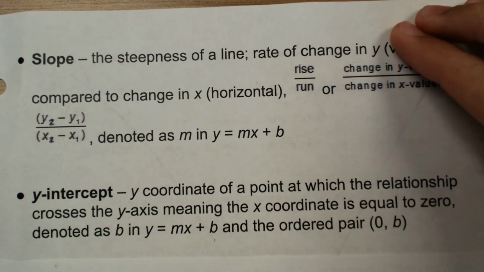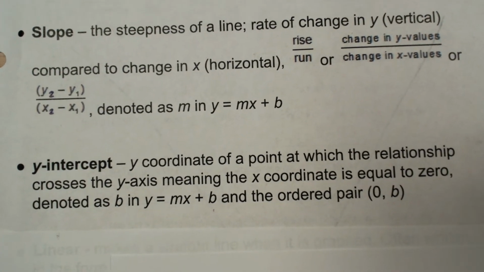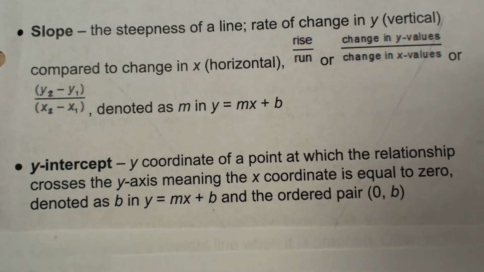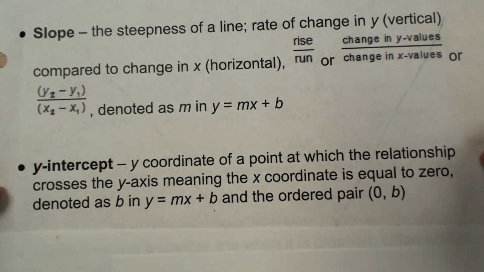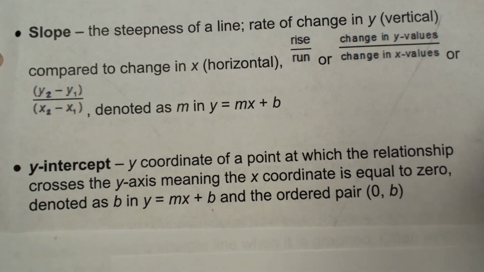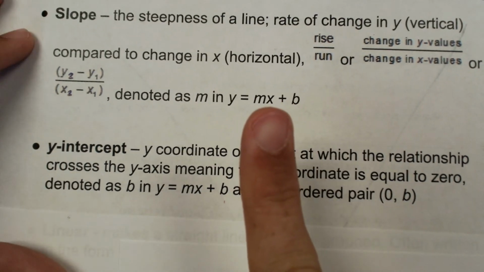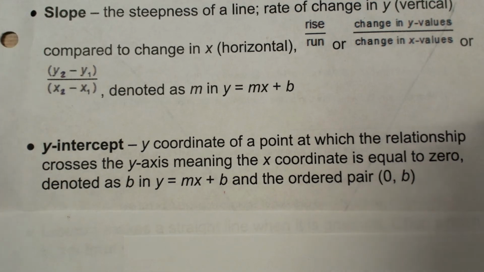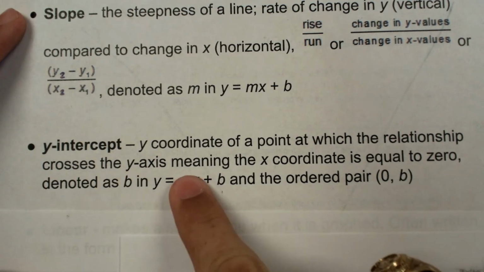The next thing we're getting to is the y-intercept. The y-intercept deals with a graph, and it's the y-coordinate of the point at which the relationship crosses the y-axis, meaning the x-coordinate is equal to 0, denoted as the b in y equals mx plus b, and the ordered pair (0, b). Basically, when you have a graph, your y-intercept is where your line crosses your y-axis. Your y-axis is the vertical axis, the one that goes straight up and down. Your y-intercept is where your line crosses it.